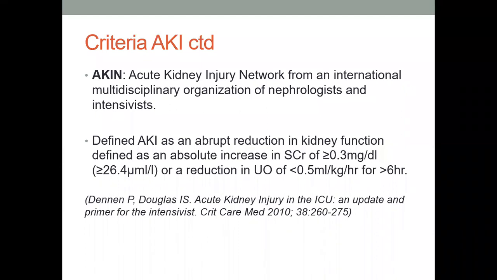Now, we need to put this in our brain. When there's an absolute increase in serum creatinine more than or equal to 0.3 milligram per dL, or as high as 26.4 micromol per liter, or a reduction of urine output of less than 0.5 ml per kg per hour for more than 6 hours, acute kidney injury has developed with these parameters.